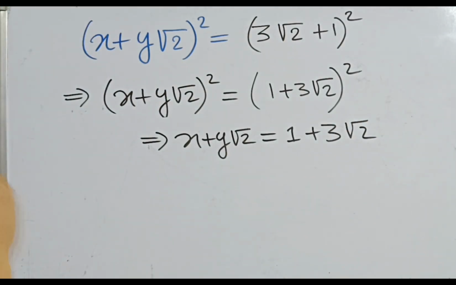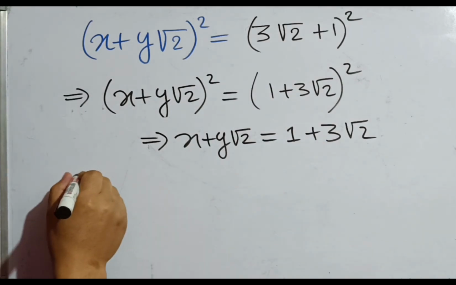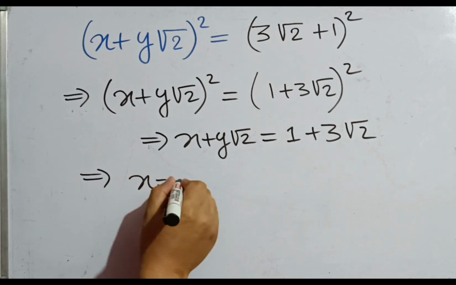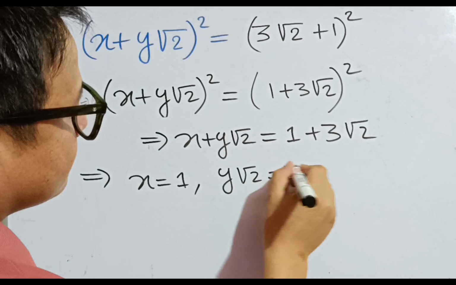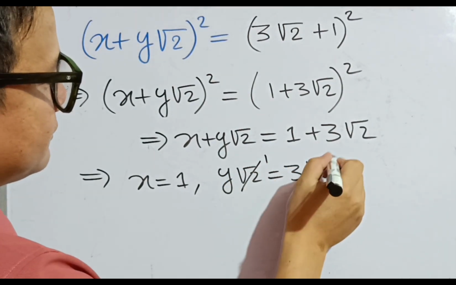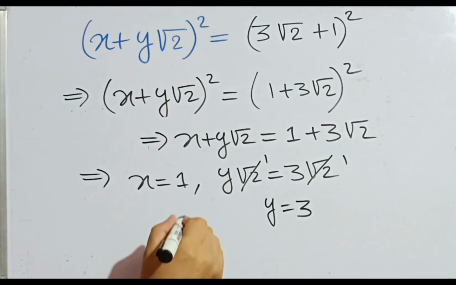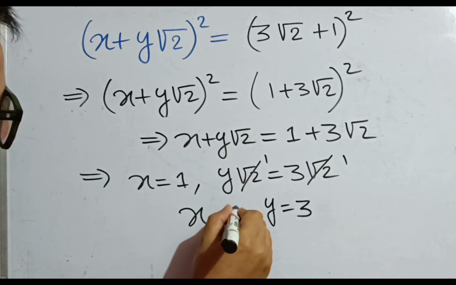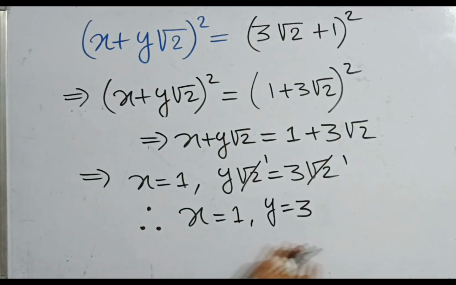Now equating rational and irrational terms, this gives x = 1 and y√2 = 3√2. We can cancel √2 with √2, and this gives y = 3. And the value of x is 1 here. Therefore, the values of x and y are 1 and 3 respectively. So this is the solution to this problem.